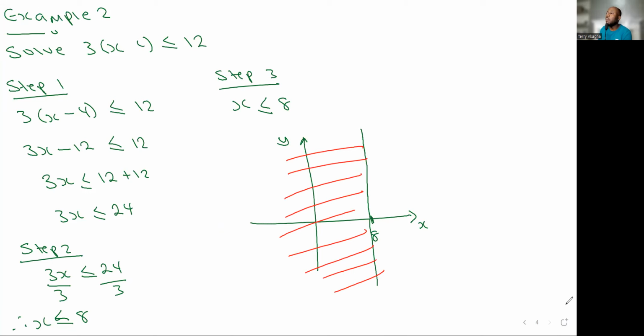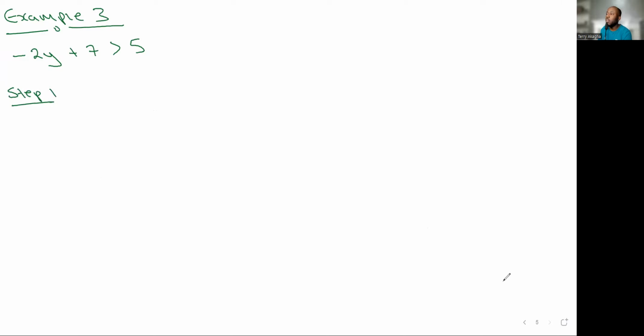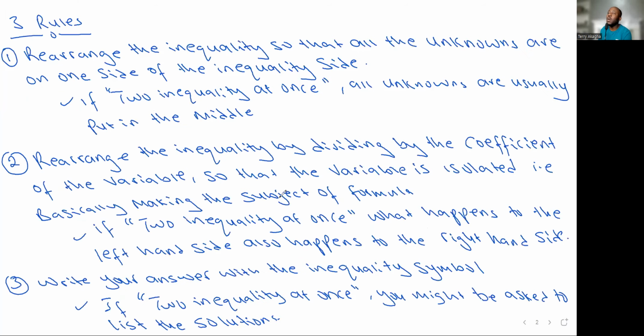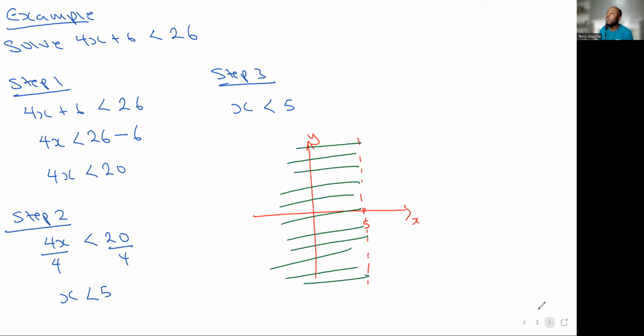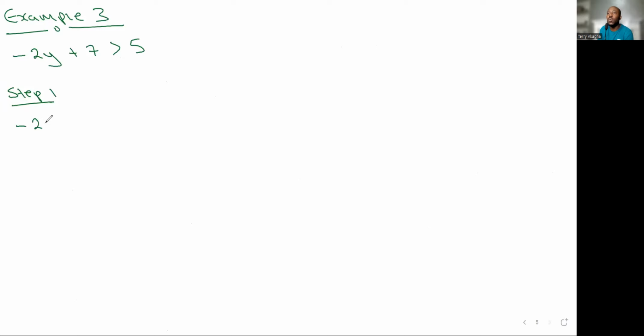Let's pick one more example. Okay, let's say example 3. Let's say we have minus 2y plus 7 is greater than what? 5. Okay, step 1, we have to rearrange it. So if you go back, I said the first thing you have to do is rearrange the inequality so that all the unknowns are on one side of the inequality. Is that okay? So let's go back and do this. So it's going to be minus 2y plus 7 is greater than 5.